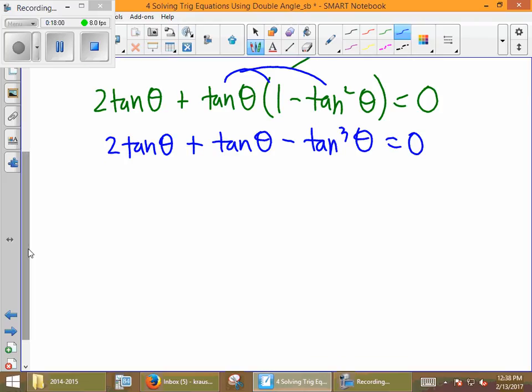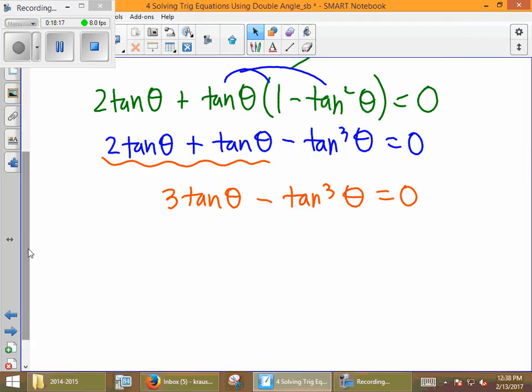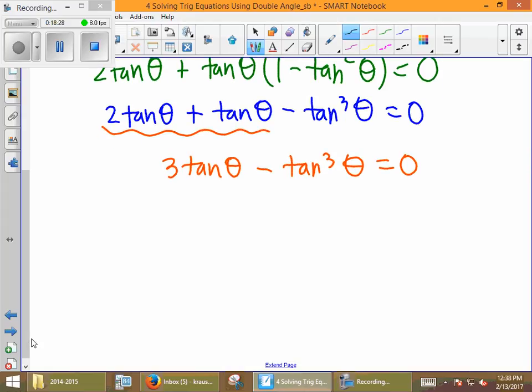Here's where you want to combine like terms. So these two go together. 2 tangents plus another tangent make 3 tangent. So what do they both have in common? Tan. Now, before we factor this, if I had 3x minus x cubed, how would you factor that? x times 3 minus x squared. That's going to be the same.